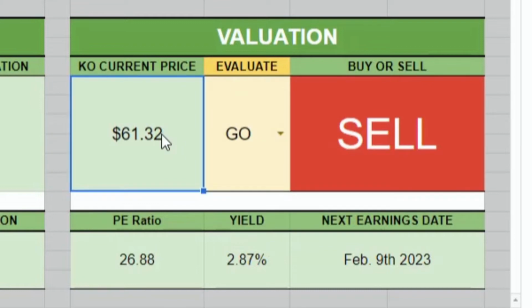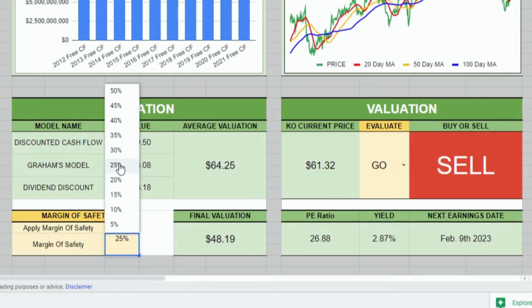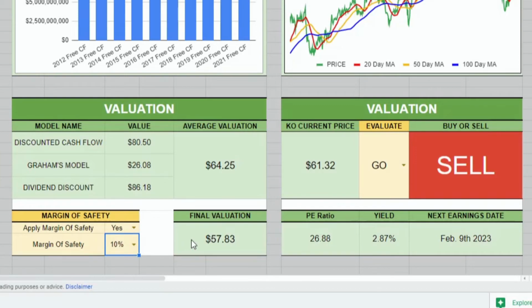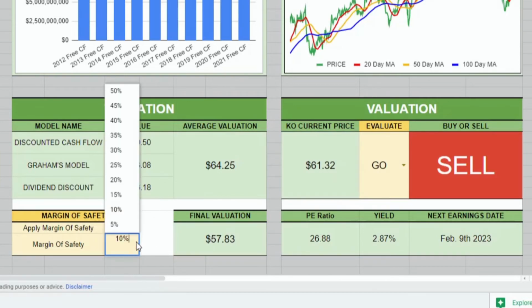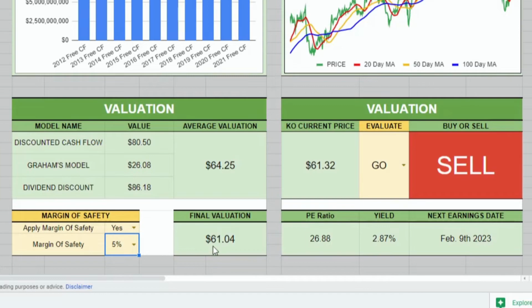So currently, as it stands, Coca-Cola is very close to a sell. Now, if your margin of safety was maybe a little bit more lenient, say 10%, you get closer to that figure. Let's say it was 5% and you get that $61.04 figure. It's still a sell, but if you didn't apply a margin of safety at all, you can see that Coca-Cola would be in that buy state.